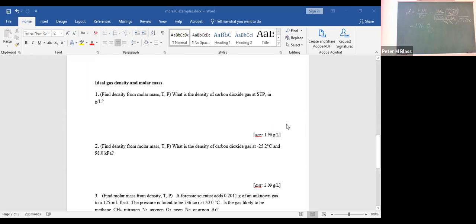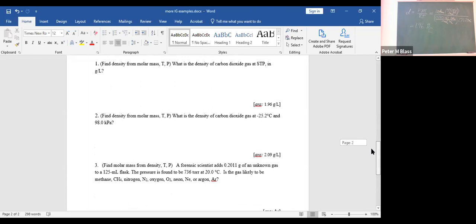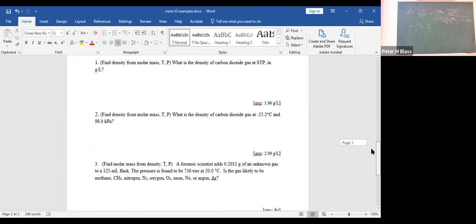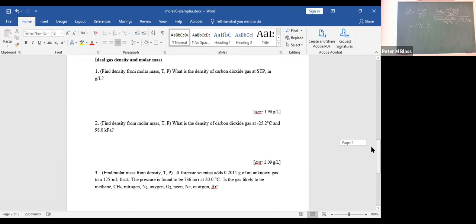Yeah, 1.96 grams per liter. So we got it right. Now, number 2 is kind of similar. Find the density from the molar mass. What is the density of carbon dioxide gas? It's a different temperature expressed in centigrade and a different pressure expressed in kilopascals.